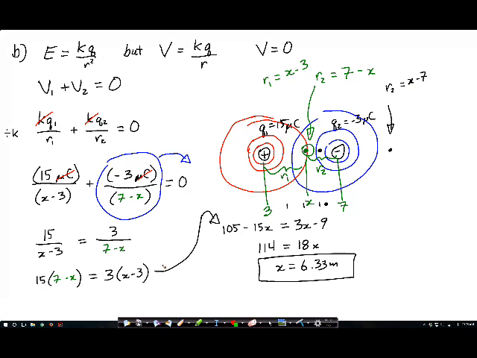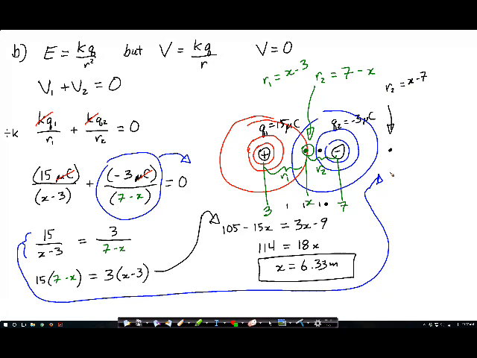So what I would do in that case, maybe I'll just switch to blue. I'll take this form of the equations and just work with it from here. Then I would have 15 over x minus 3 is equal to 3 over x minus 7. 15 times x minus 7 is equal to 3 times x minus 3. So 15x minus 105 is equal to 3x minus 9. I'm going to get a negative answer for x, though. I think that might be the clue.